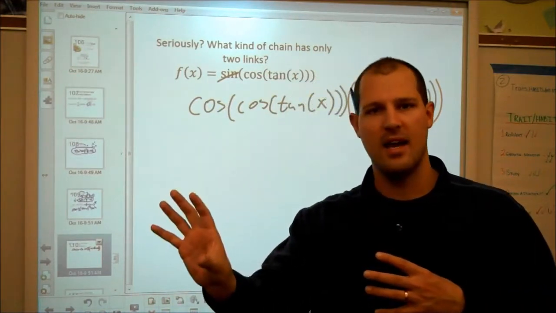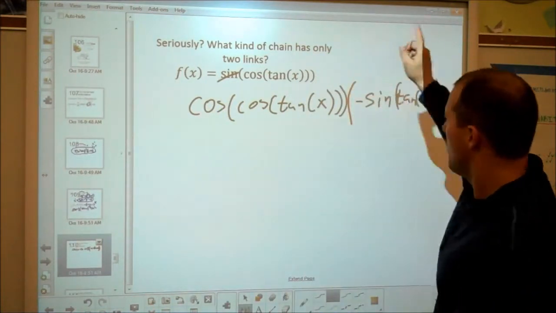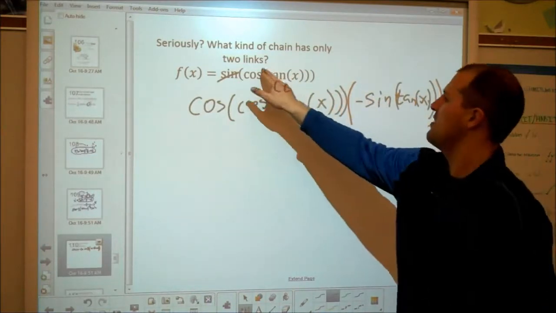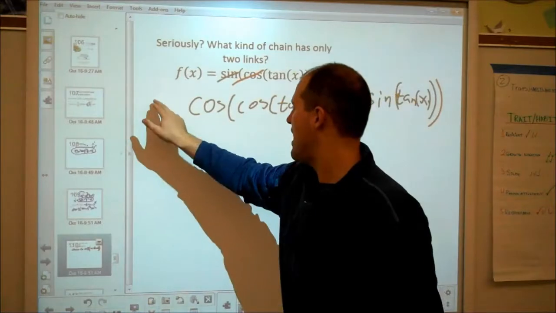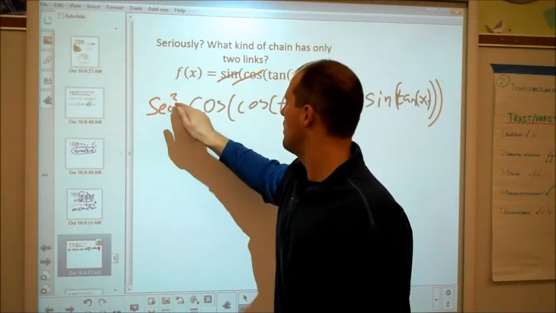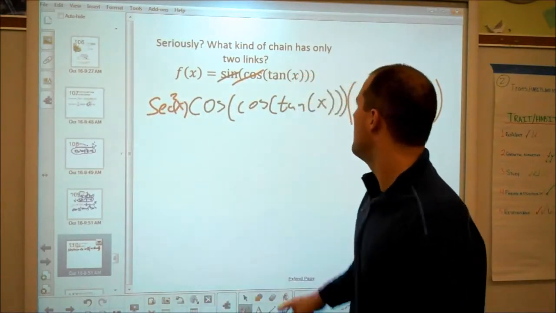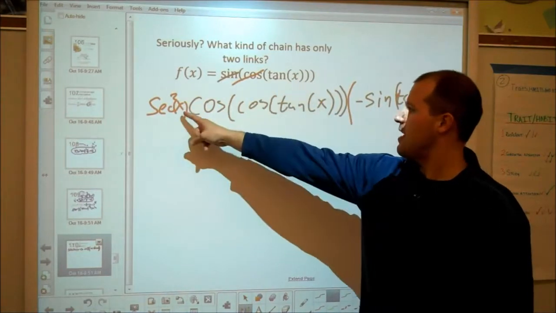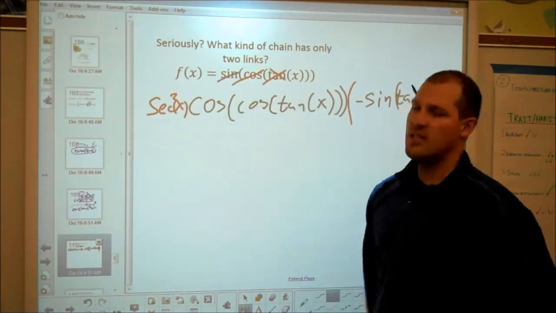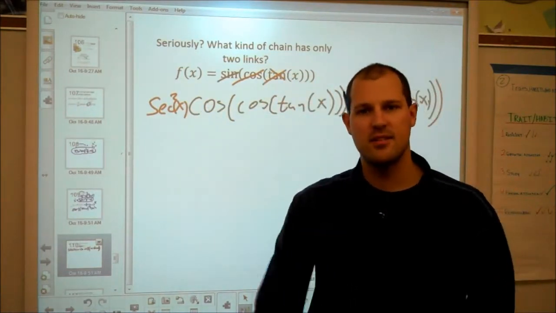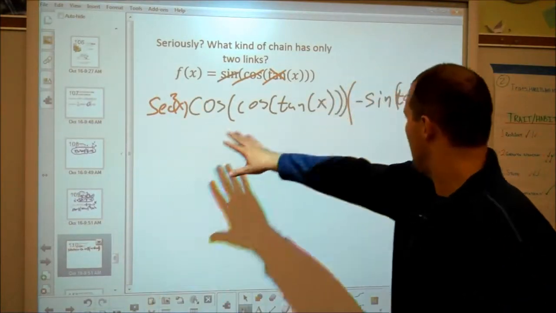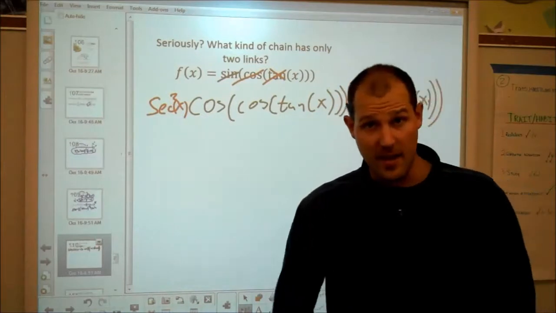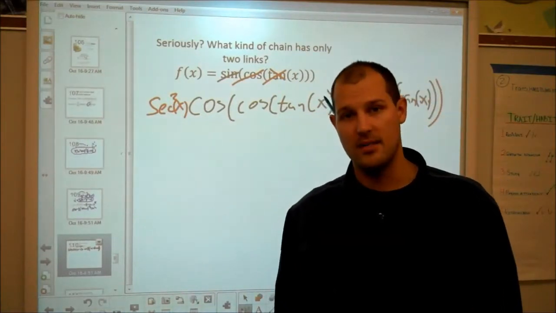I'm going to write my next product on the front. So I've dealt with the cosine, turned into negative sine. Sweet. I have not taken a derivative of a tangent yet. We recall that that is secant squared of x. And the x remains the same. There it is. And then we also need to take a derivative of x. Derivative of x, that's 1. Since it's multiplied, I don't even have to write it. So that's done. That's a derivative. It's big, it's scary, but it is done.